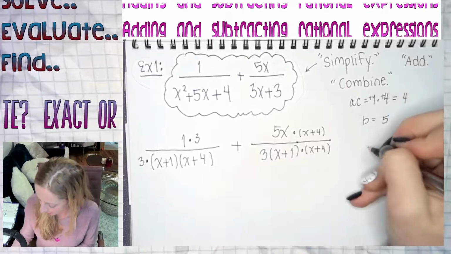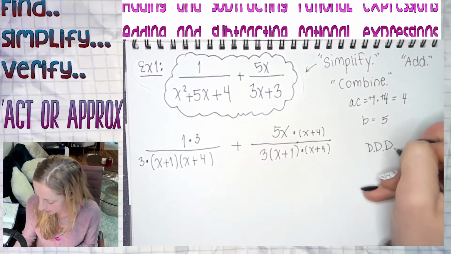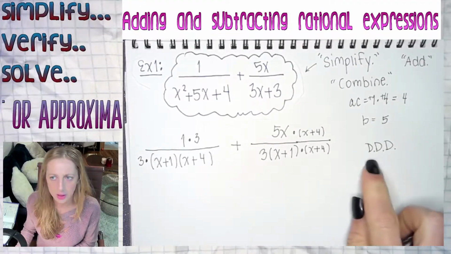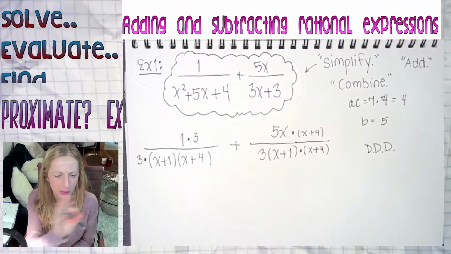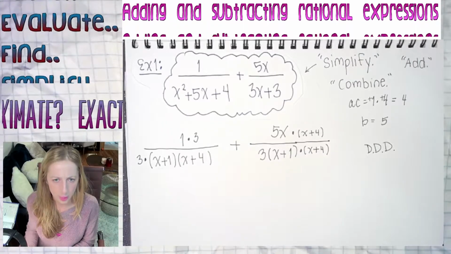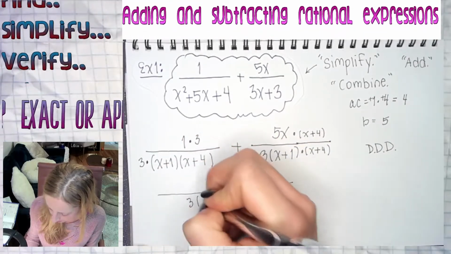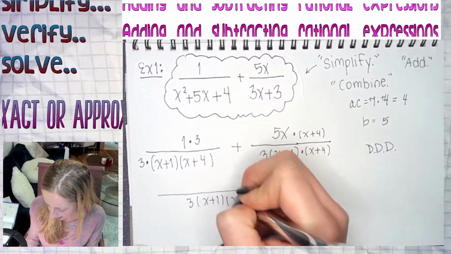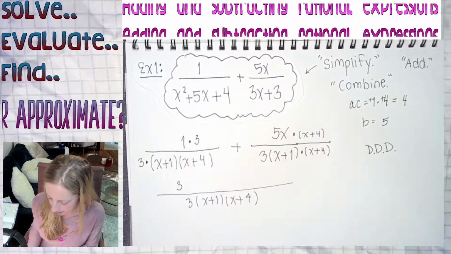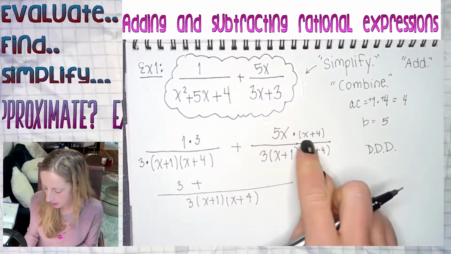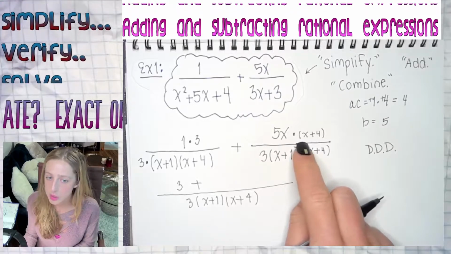All right, common denominator, looking good. Now here's the thing. Don't distribute denominator. What's DDD? Don't distribute denominator. The denominator, we leave it factored, lovely, beautiful that way. Leave it alone. So across, there's our denominator: 3, X plus 1, X plus 4. 1 times 3 is 3, plus. Now, nowhere did I say don't distribute numerator. I said don't distribute denominator.